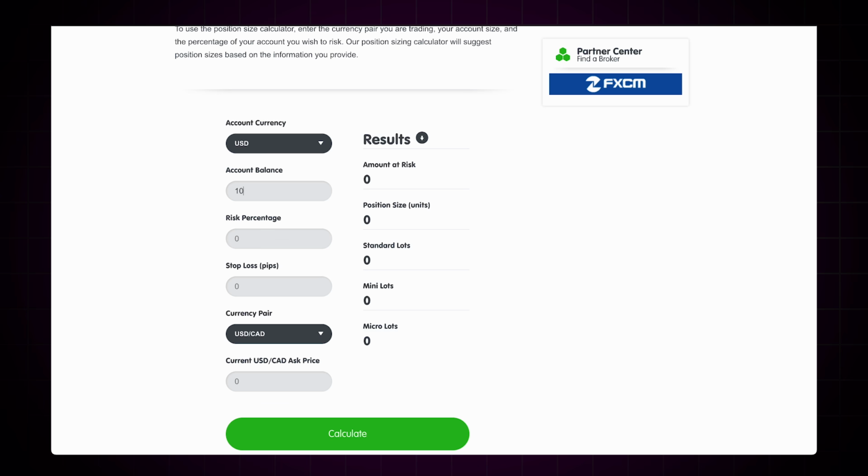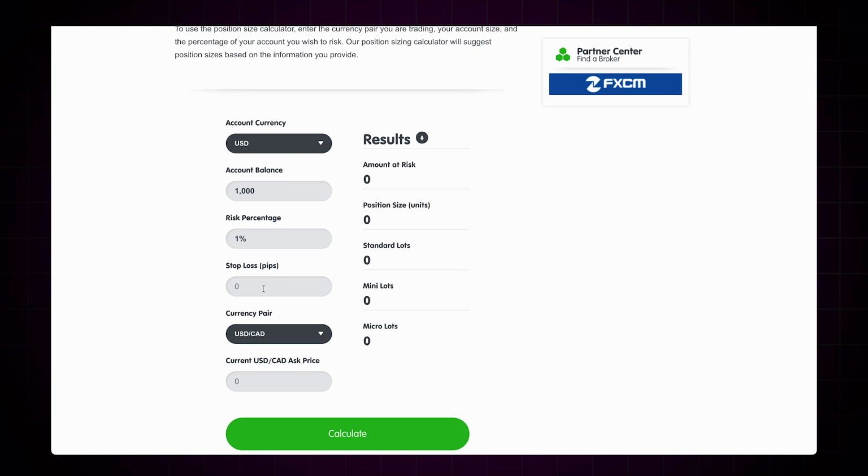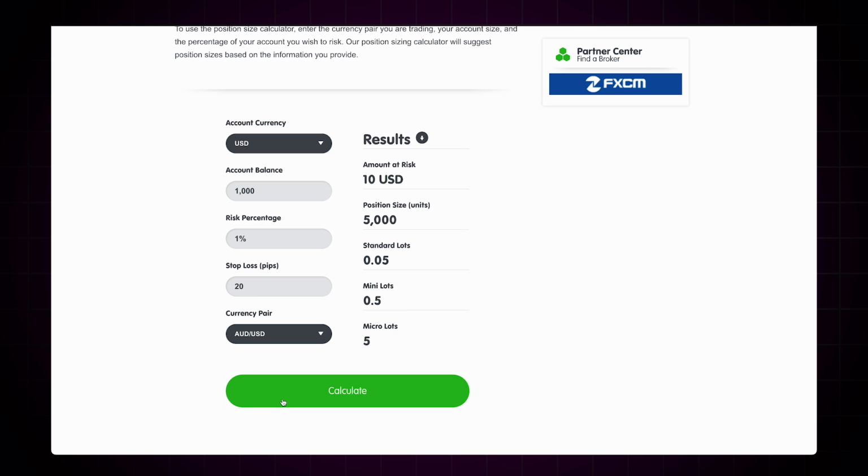For example, I have an account balance of $1,000 and am willing to risk 1% per trade, and let's say I saw a nice AUD/USD trading opportunity, so I would simply type in the details. My stop loss would be, let's say, 20 pips, and as you can see, my lot size would be 0.05 and I'm only risking $10.